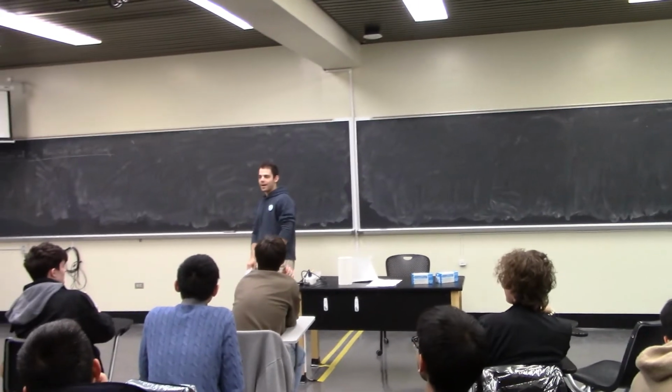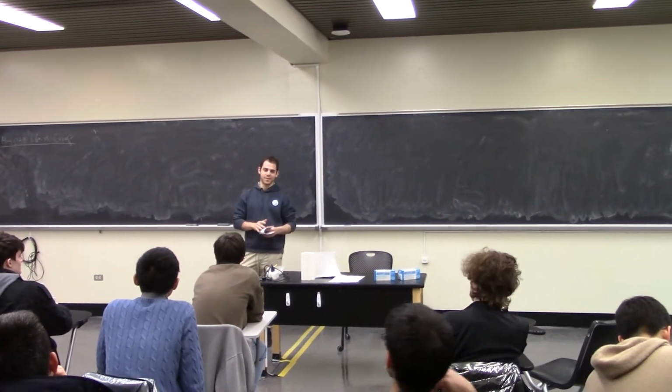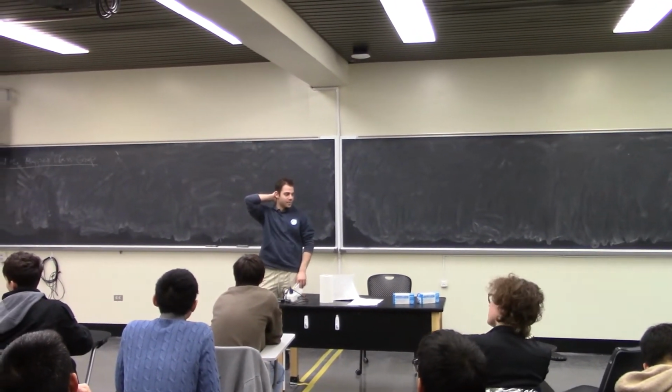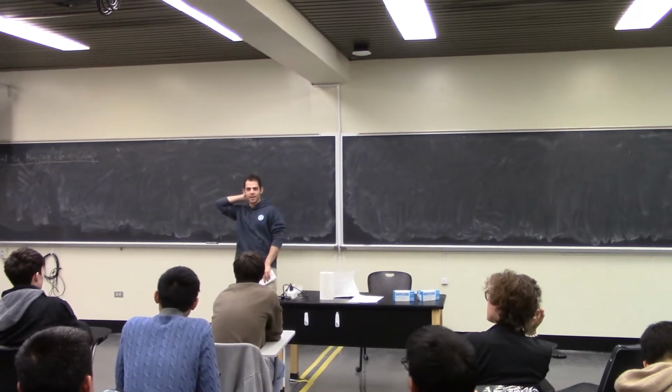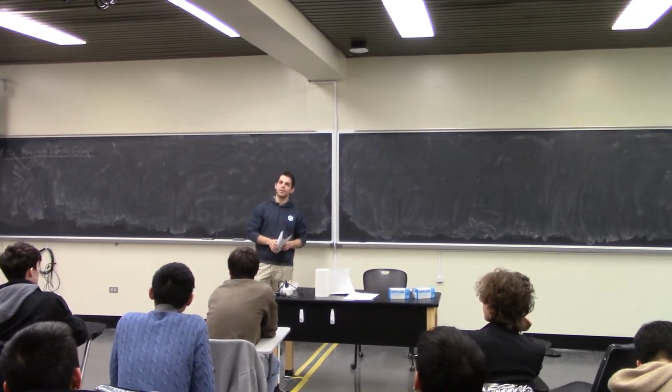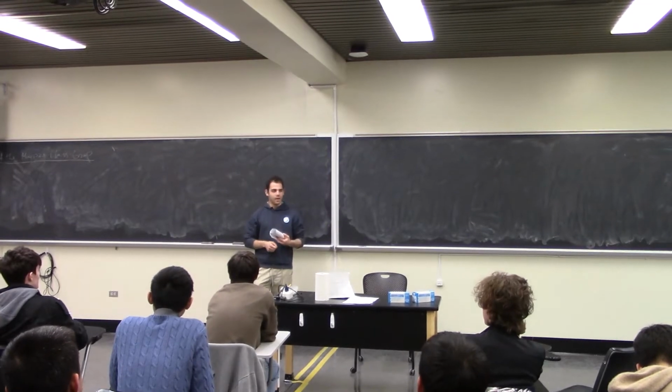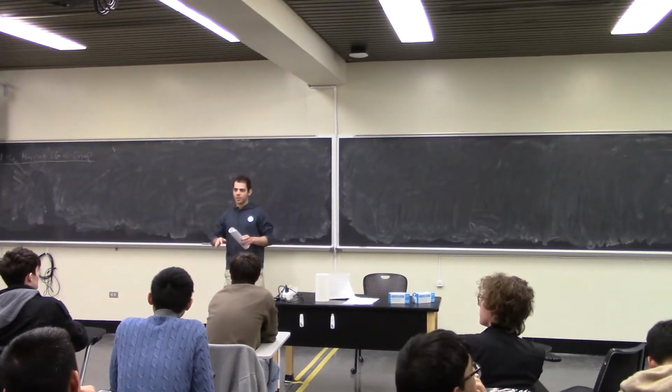Okay, I'm Brandon. I'm going to be talking about topology today. In particular, I'm going to be talking about Dehn twists and the mapping class group. Mapping class groups you can define for any topological space, but today we're just going to be talking about surfaces.